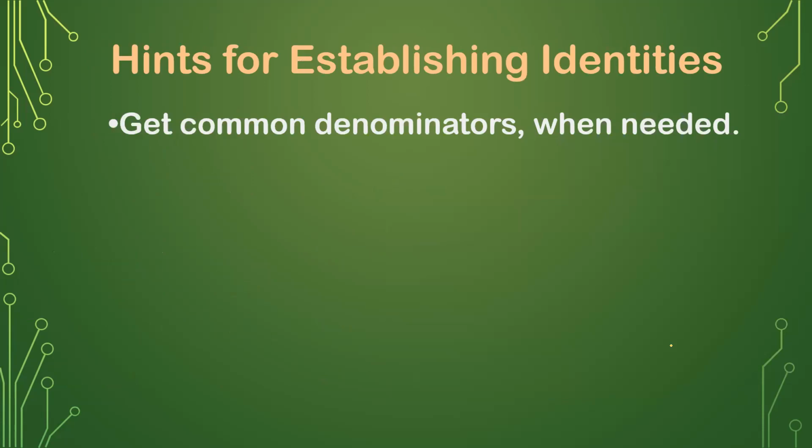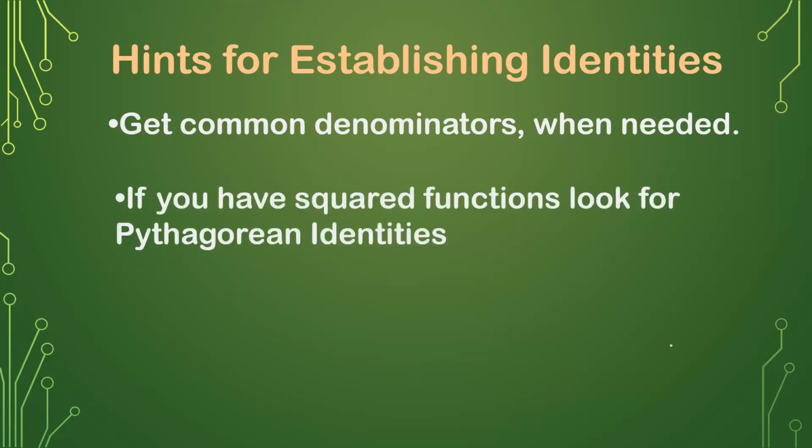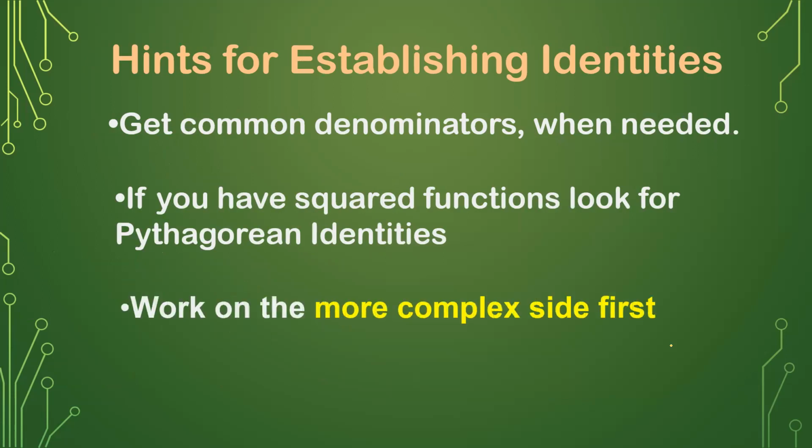So, meron tayong mga hints for establishing identities. First is to get the common denominators when needed, especially if you're given with fractions. If you have squared functions, look for the Pythagorean identities. Most of the time, that will be useful. Also, work on the more complex side first. It's easier to simplify the complex than to complicate the simple.